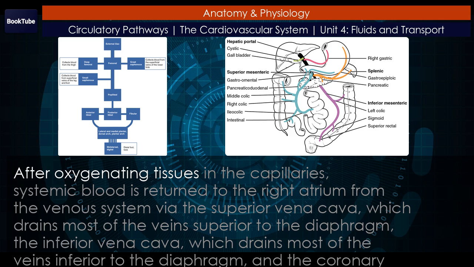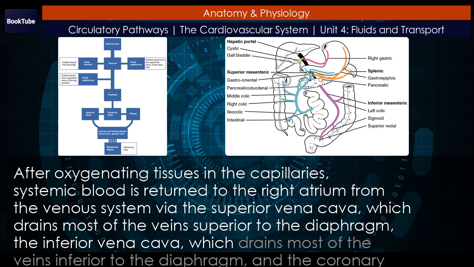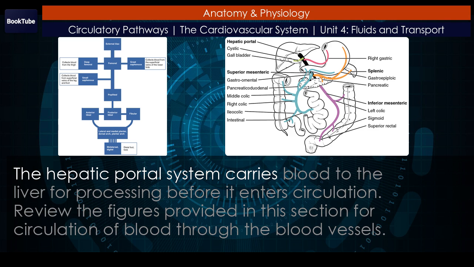After oxygenating tissues in the capillaries, systemic blood is returned to the right atrium from the venous system via the superior vena cava, which drains most of the veins superior to the diaphragm, the inferior vena cava, which drains most of the veins inferior to the diaphragm, and the coronary veins via the coronary sinus. The hepatic portal system carries blood to the liver for processing before it enters circulation. Review the figures provided in this section for circulation of blood through the blood vessels.